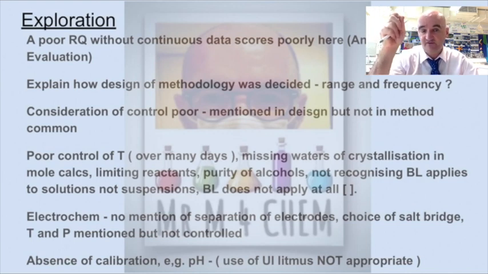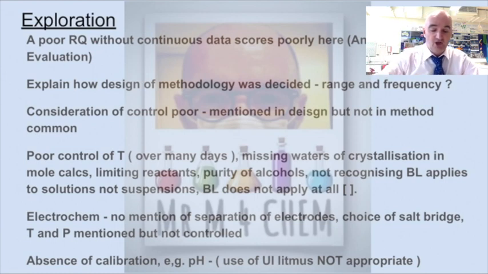You need to have a level of sophistication, way more than just a basic list of saying these are the control variables. The control variables are mentioned in the design, but they're not done in the method. So they've said they're going to look at effective concentration and they're going to keep temperature the same. But in the method, there's no mention of keeping the temperature or monitoring the temperature. Sometimes experiments go over days and students assume it's at 25 degrees C. Don't know why, because it's not. We know it's not.